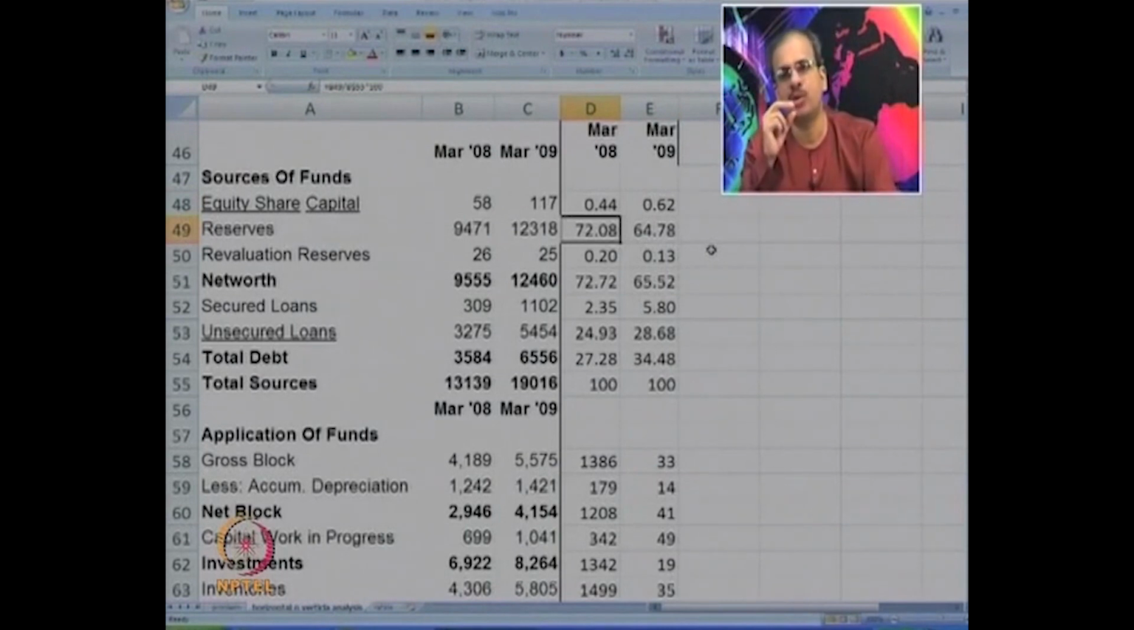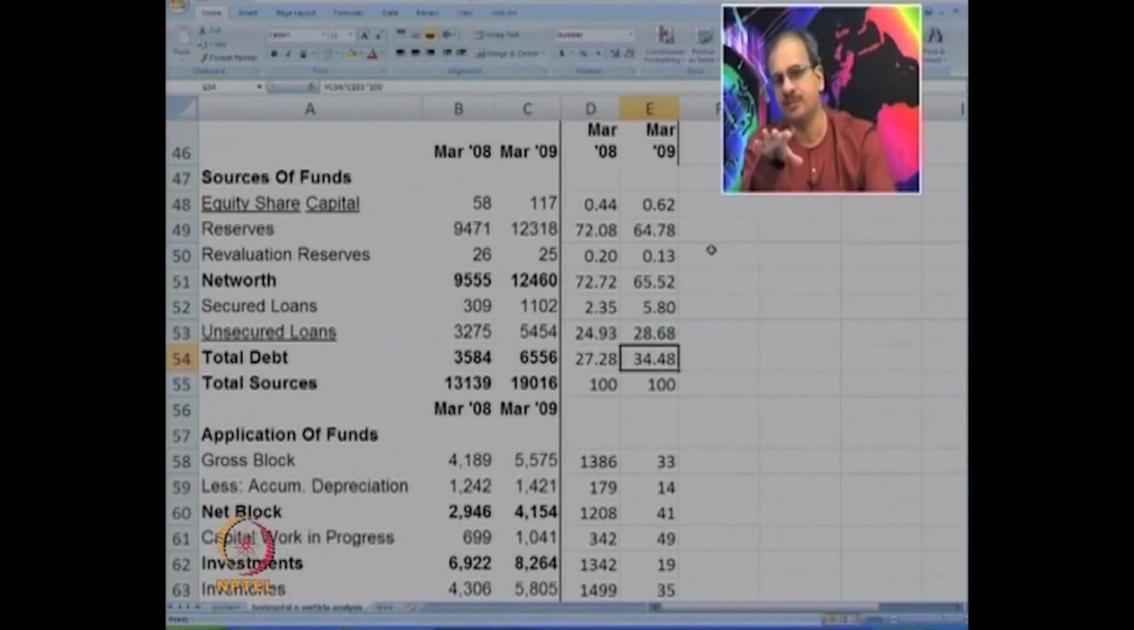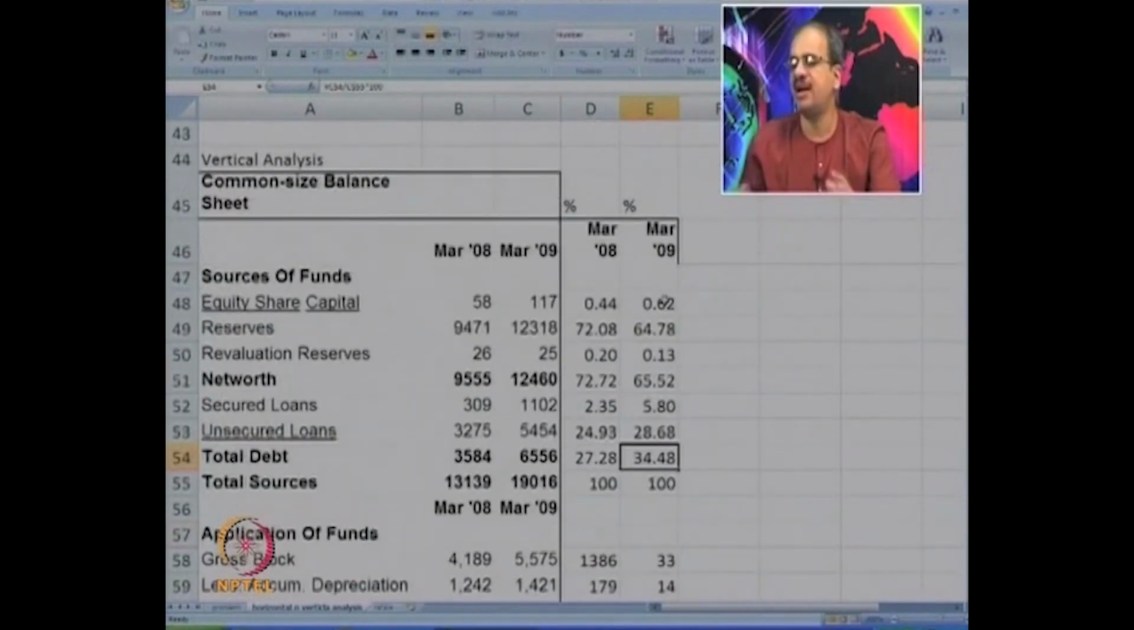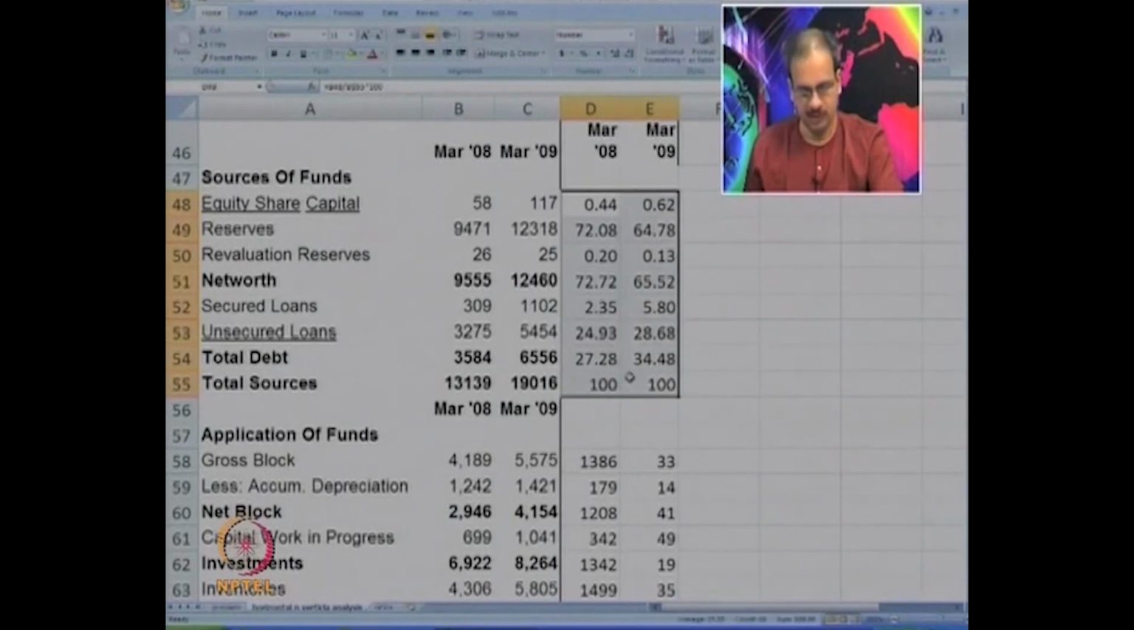Major contribution towards sources is coming from reserves, which is about 72%. The loans were contributing only 24%, especially unsecured loan. Now it has increased to 28%. If you look at the total debt, it was 27%. Now it has increased relatively by a higher amount. It has become 34%. So, when you look at the vertical analysis, you realize that on the whole, what is a contribution of each of these items. We will also try to calculate it for various assets.